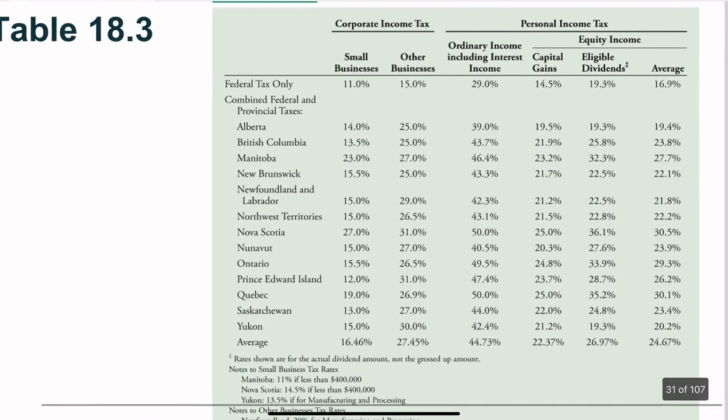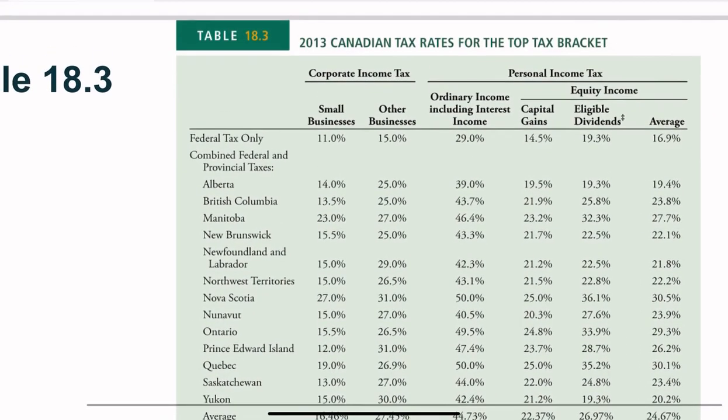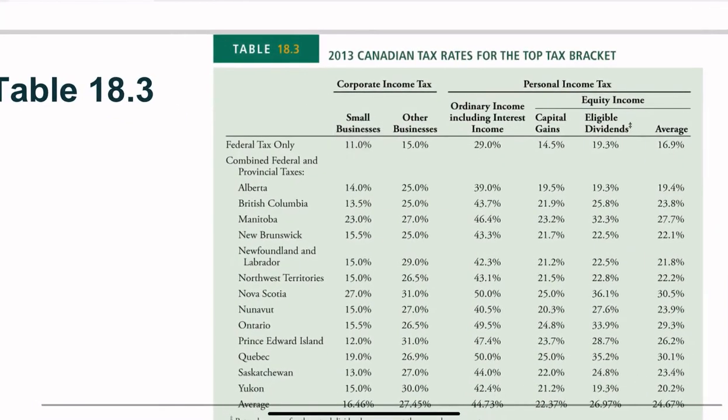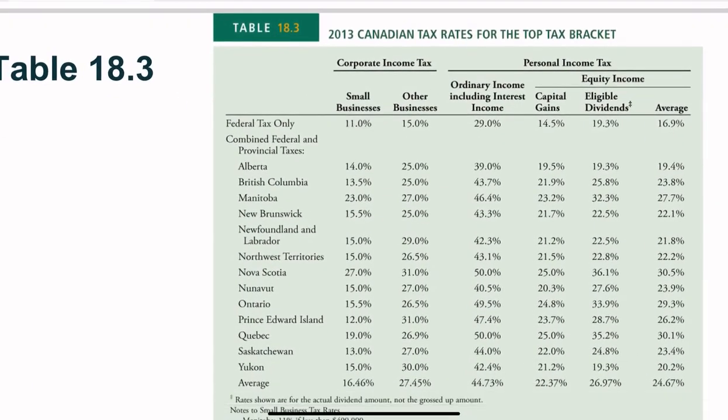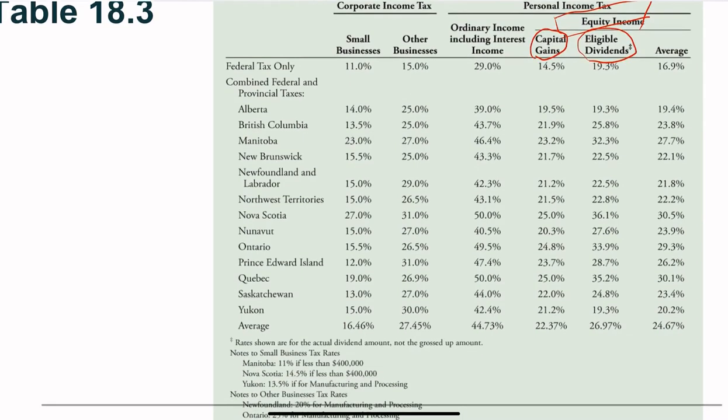Okay, now let's see the case in Canada. So this is really the old table we have seen from chapter 18. What you can see here is, now let's focus on this equity income column. And we have two kinds of equity income, right? We have capital gains and we have dividends. Let's focus on the average here.